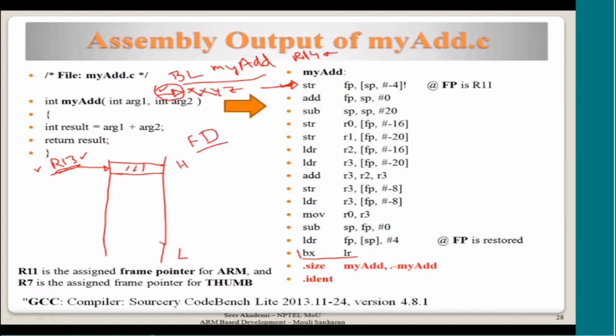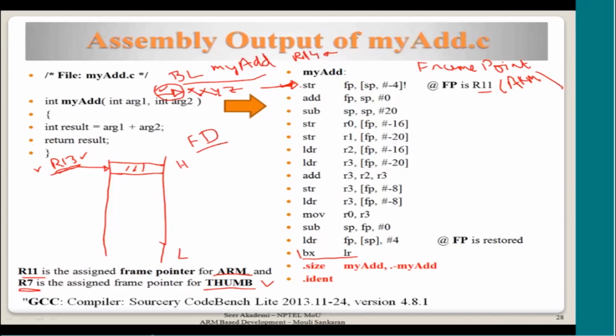Now, as soon as we come into myAdd, the first instruction is STR. STR is the store instruction, storing the value of FP. Here, one more thing you should understand is that FP is a frame pointer, a register which is R11 in ARM state. R7 is the frame pointer in Thumb state, because Thumb state doesn't have visibility of the higher registers. So R0 to R7 only are visible in Thumb state, and R7 is assumed to be the Thumb state frame pointer.